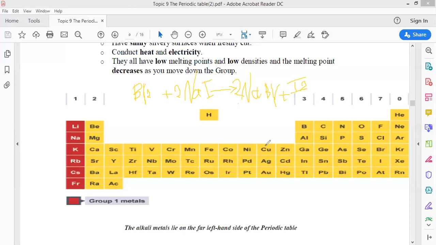If I have the opposite, if I have iodine, I2, needing to react with 2NaBr, is there a chemical reaction? Of course, there is no chemical reaction. Why? Because iodine cannot take the place of bromine. Here, iodine is less reactive than bromine, so iodine cannot take the place of bromine.